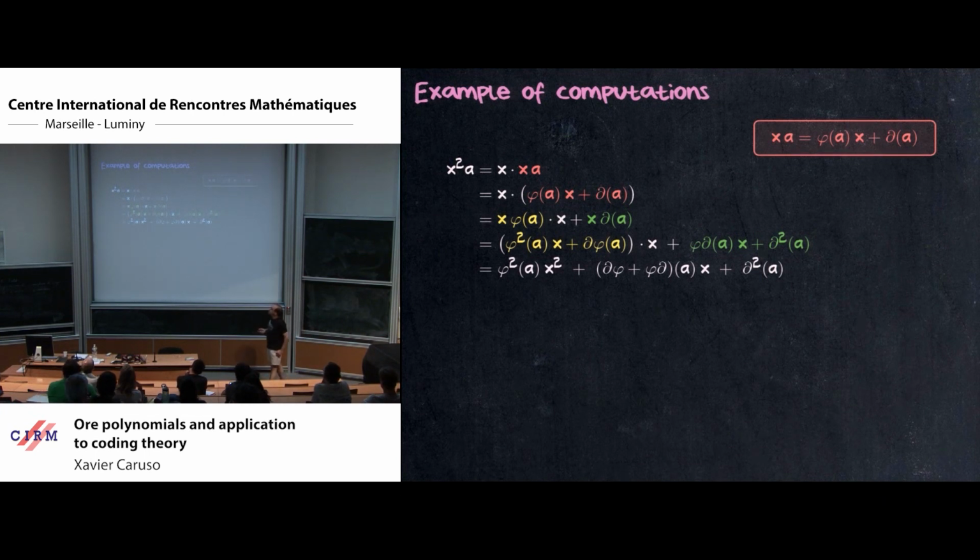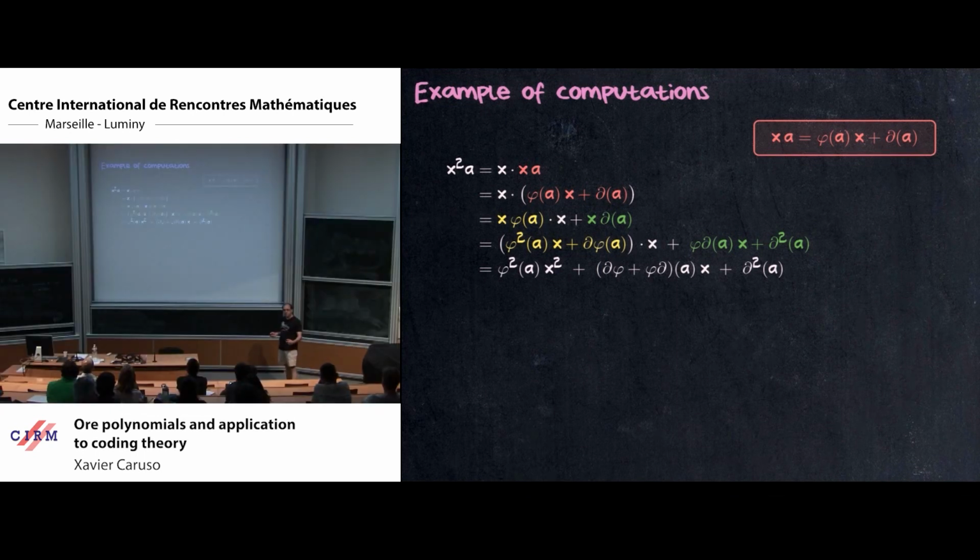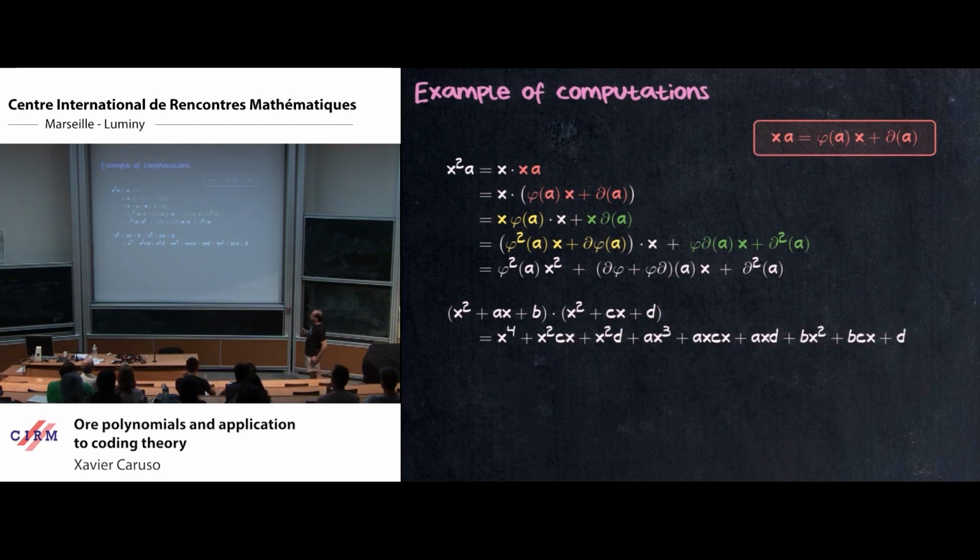I think I have convinced you that we can compute in the same way x cubed times a and x to the 4 times a and so on and so forth. And so we have an expression for x to the n times a for any integer n. Now if we want to compute the product of two Ore polynomials, for instance two Ore polynomials of degree 2, then you just expand everything without permuting any x and a, b, c, d. You get this expression.